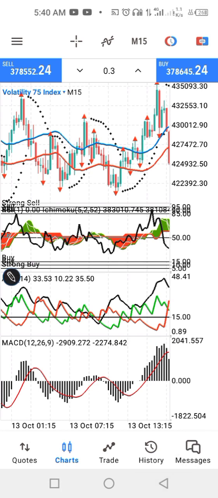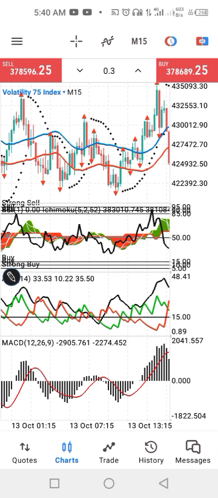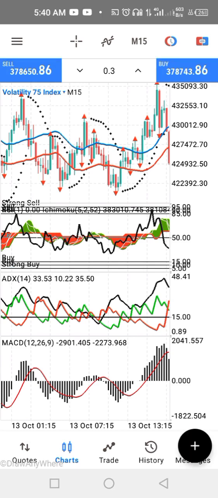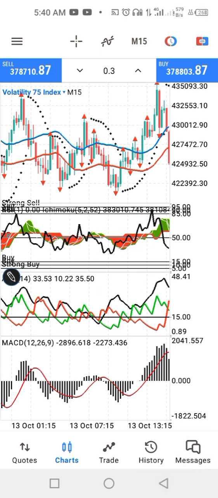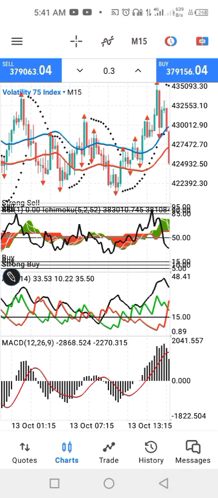Before you start analyzing it, you first of all take a look at your indicator window 1. You see, we expect this black line in our indicator window 1 to touch this level. But once it did not touch this level, overlook it. So what do we do?